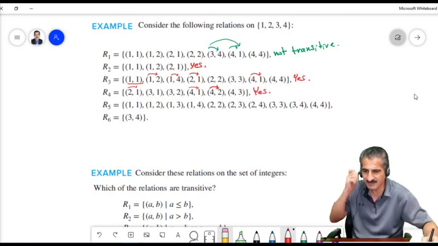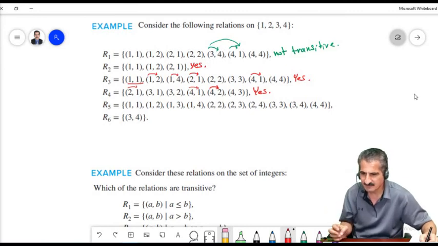What about R5? So we have 1 goes to 2, and 2 goes to 3. So we must have 1, 3 if 3 is there. Okay, so 1, 4 is there. 1 goes to 3. 3 goes to 4. 1, 4 is there. So I can see R5, is it transitive?